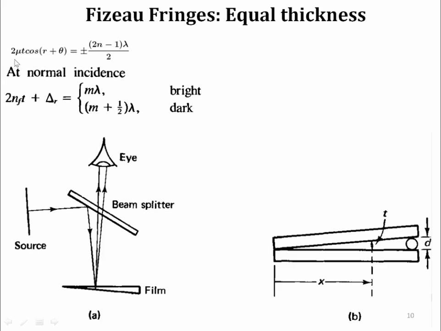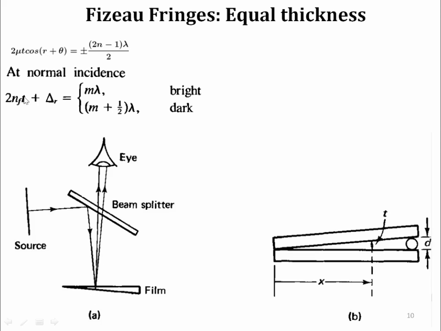2 nf t plus delta r, where mu is nothing but nf, the refractive index of the film. t is the specific thickness from where the light is getting reflected. And delta r is the sudden reflective phase change. Whether it has to be there or not depends upon the circumstances, which I already discussed. If it is equal to m lambda, then it is a bright fringe, otherwise it is a dark fringe.